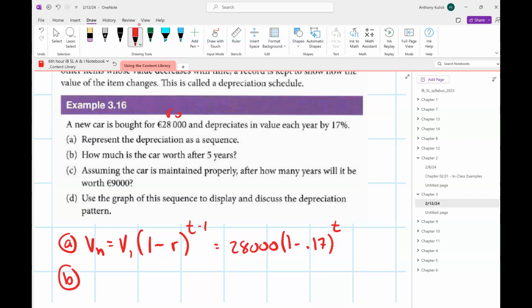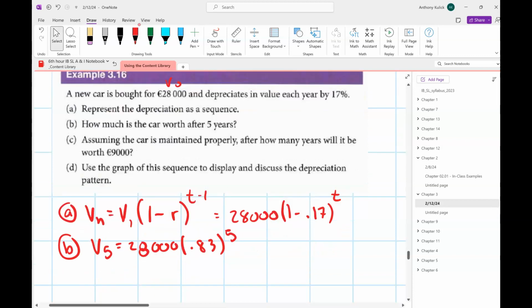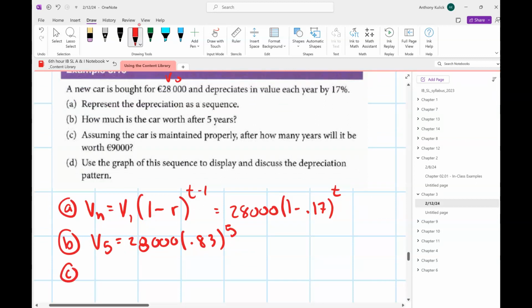How much is the car worth after 5 years? Well, you know, just like plugging stuff in, right? Assuming the car is maintained properly, after how many years will it be worth 9,000?